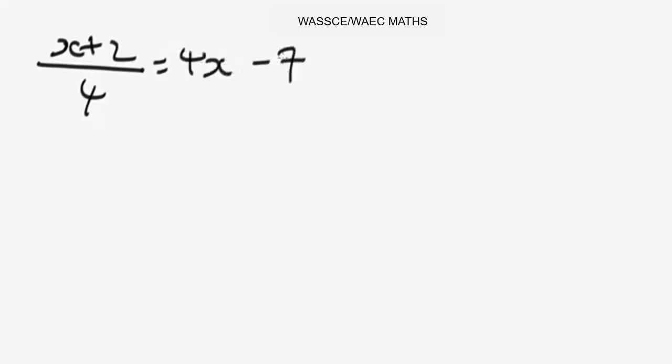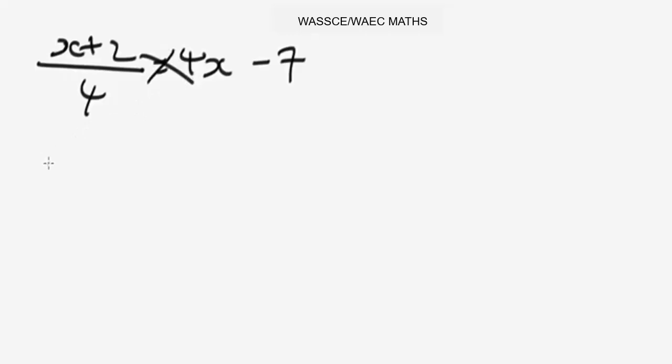Let's say we are given (x plus 2) over 4 equals 4x minus 7. Now, you can choose to do it over 1, or you can leave it like this, how the equation came. Alright, now when you see something like this, there are two ways you can solve this. The first way is to do cross multiplication.